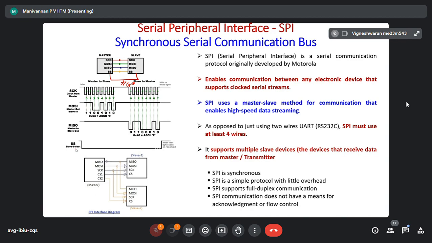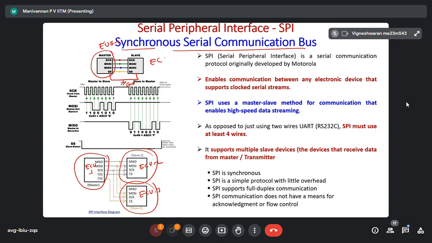Why? Because in SPI you can have one master and multiple slaves. You can see here, there is one master and there are 2 slaves, slave 1 and slave 2. That means there are 3 devices. This is one ECU, say ECU 1, this is ECU 2, this is ECU 3. ECU 1 is the master and ECU 2 and 3 are slaves. Not necessarily always 3. You can connect two devices also, or more devices also.